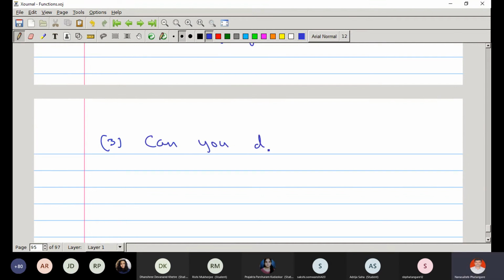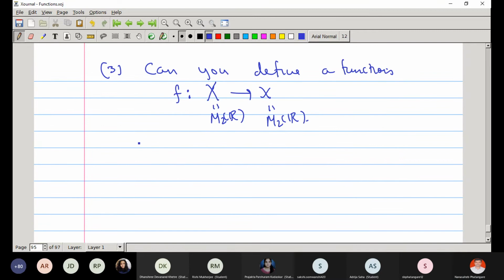Now I want to define a function f from X to X. That means 2 by 2 matrices to 2 by 2 matrices. What function can you define from matrices to matrices? If you apply function f, you should get the same matrix. Suppose A is equal to [a, b; c, d]. What process can you do on this matrix so that again you will get a matrix?